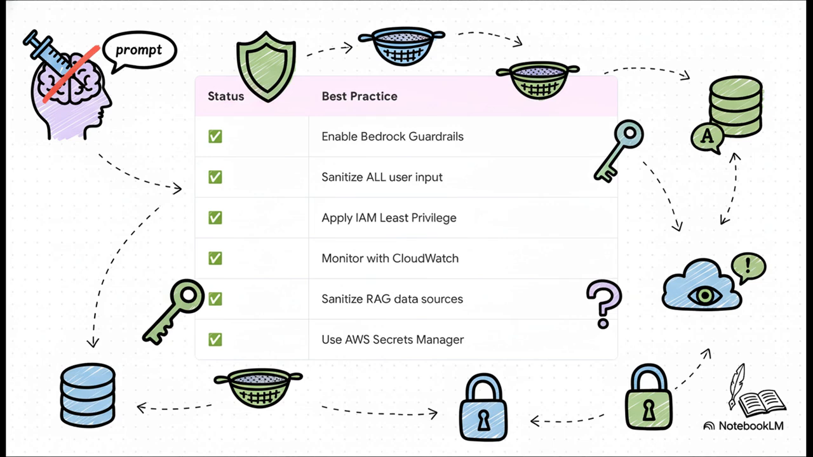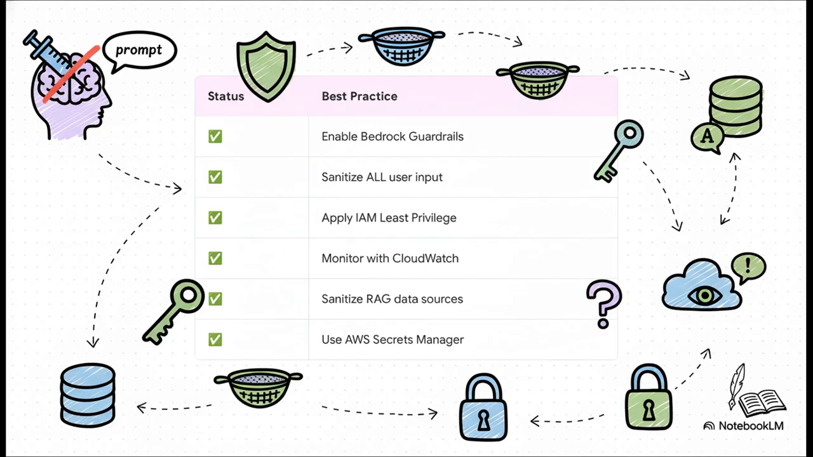Number 1, enable guardrails. It's your first stop. Number 2, sanitize every single user input before it hits the model. 3, apply those strict least privilege IAM policies. 4, monitor what's going on with CloudWatch alerts. 5, sanitize your RAG data sources before indexing. And finally, and this is a huge one, never put secrets like API keys directly in your prompts. Use a service like AWS Secrets Manager for that.